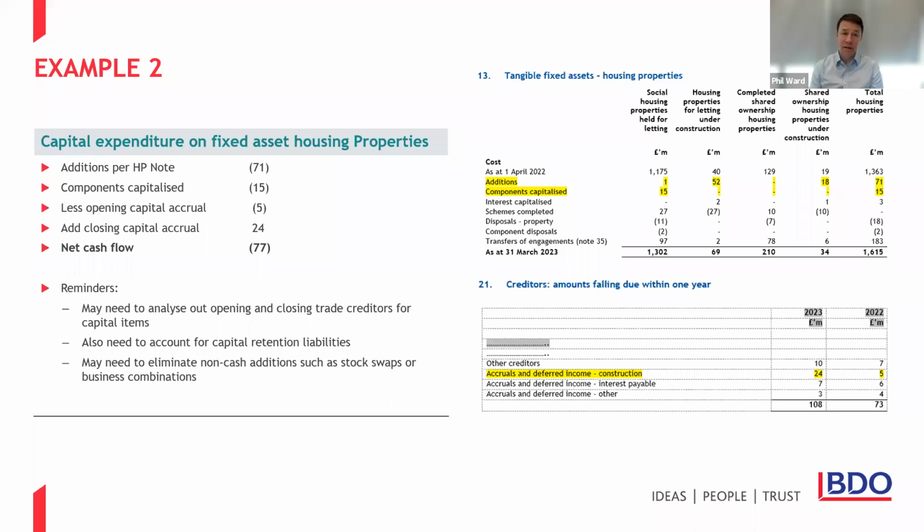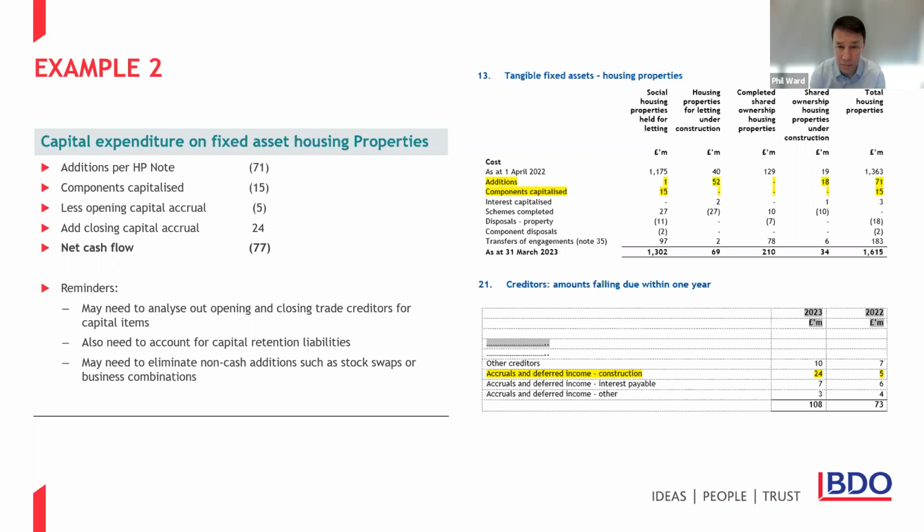Again, a reminder, you might need to analyse out opening and closing trade creditors if you've got any capital liabilities in there. Also think about capital retention liabilities. The movement on those will impact on your cash flows. And you really need to think about any non-cash additions that you're aware of. Again, that's the importance of senior people being involved in preparation of the cash flow. So they could be stock swaps, no cash changing hands, or business combinations.